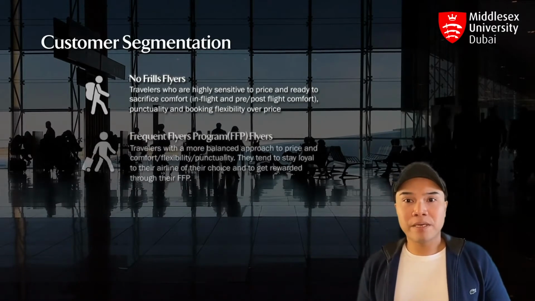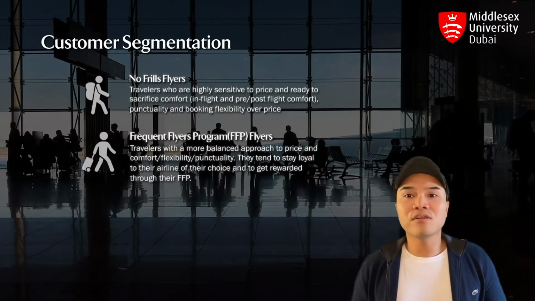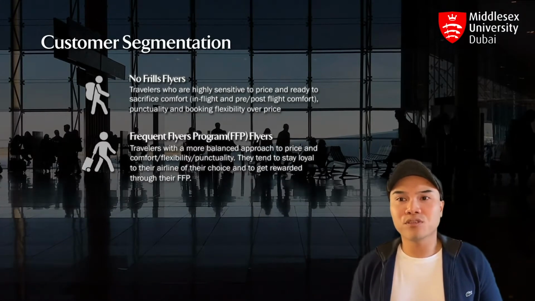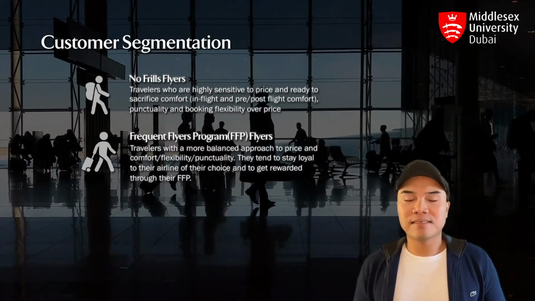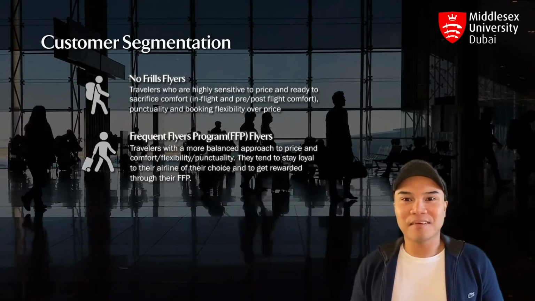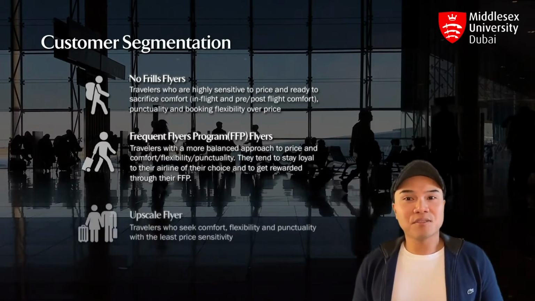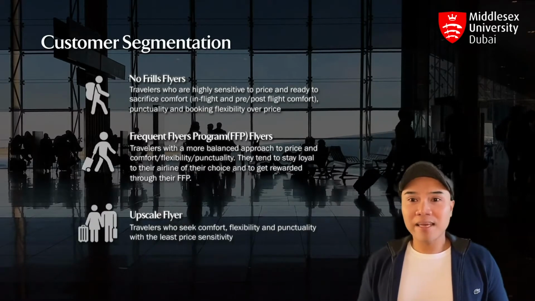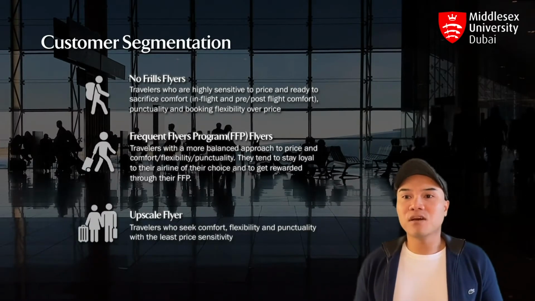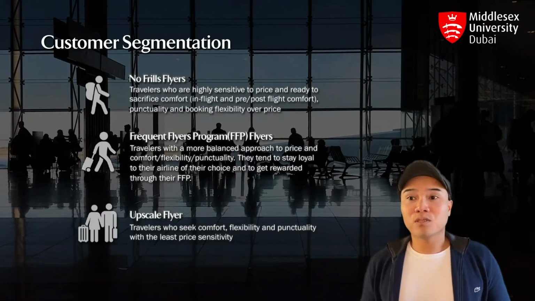The FFP flyers. These are the travelers who look for a balanced approach to price and comfort, flexibility, and punctuality. And lastly, we have the upscale flyers. These are high-income travelers who seek comfort, flexibility, and punctuality with the least price sensitivity.